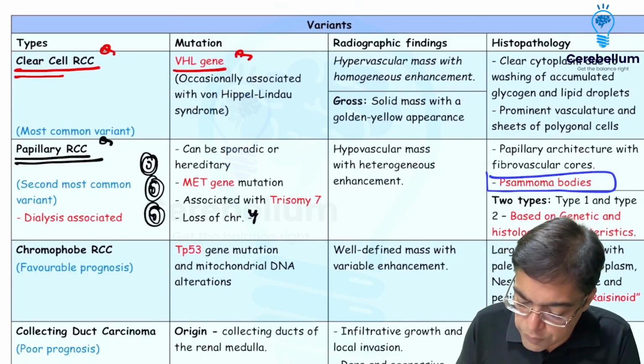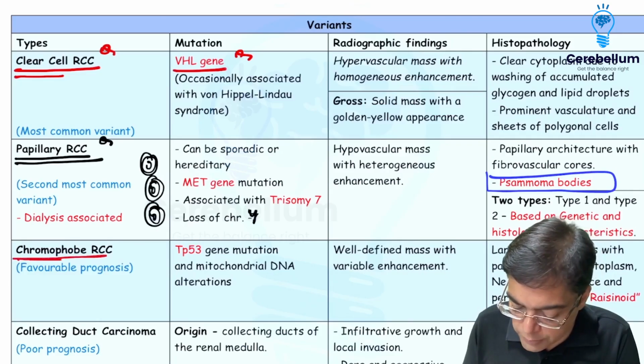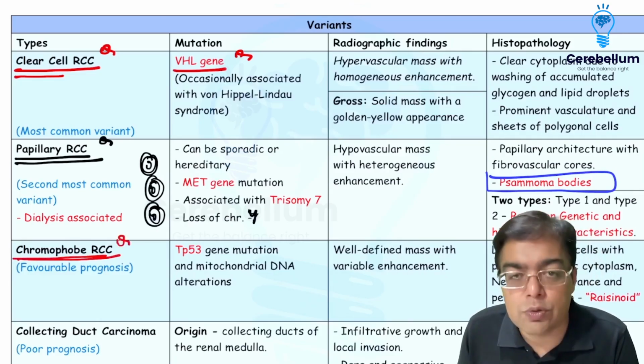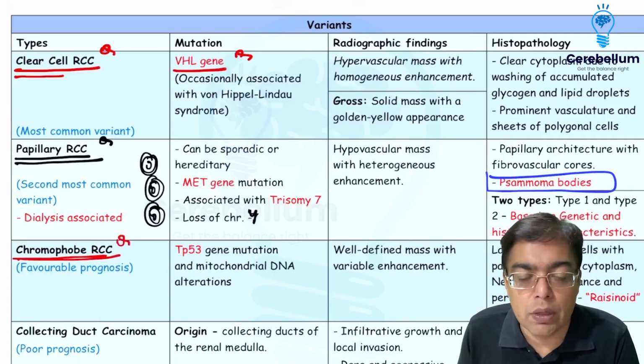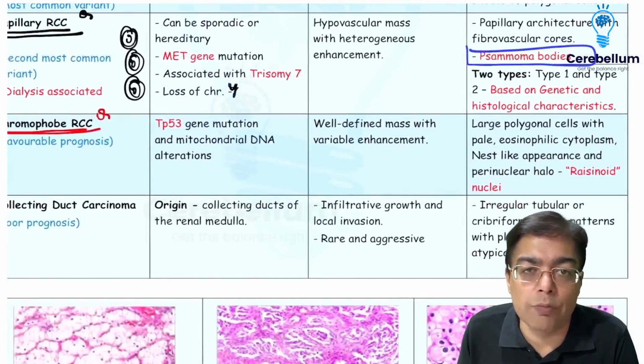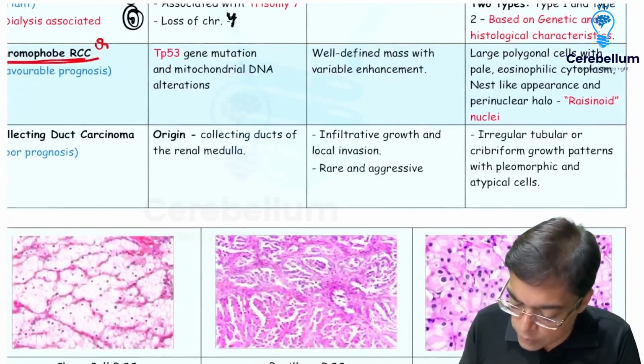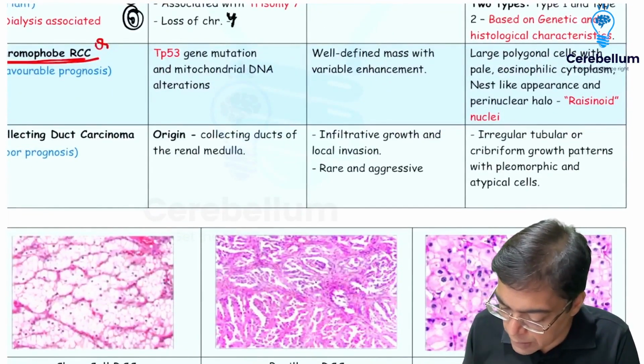The third variant about which we need to have an idea is chromophobe renal cell carcinoma, which is associated with P53 gene mutation and is important because it has a very good prognosis. Patients over here have polygonal cells, which have a characteristic perinuclear halo. This perinuclear halo is associated with a plant-like appearance or a raisinoid appearance of the tumor cells.